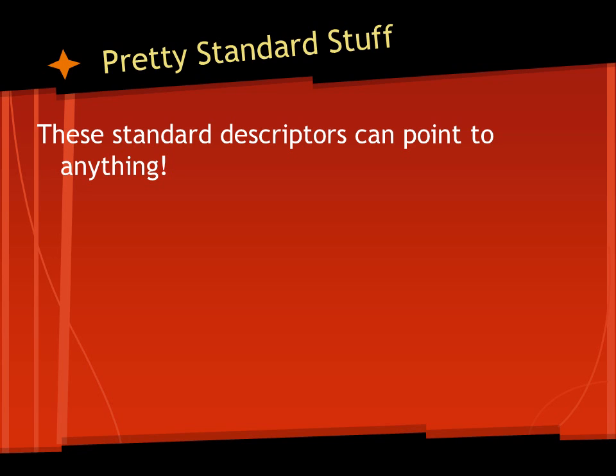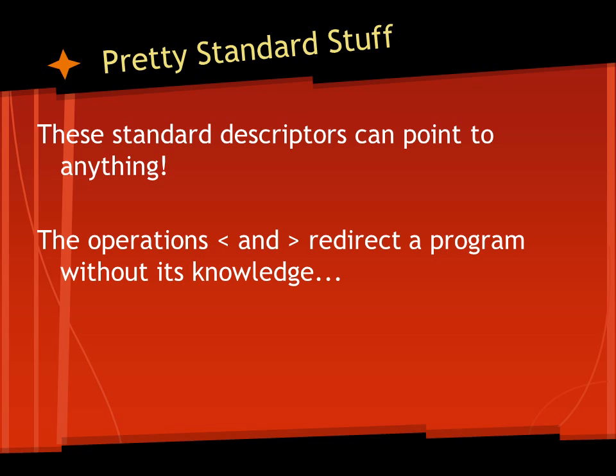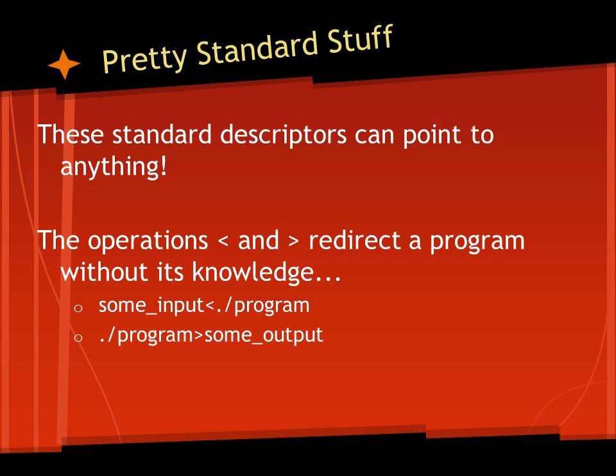Of course, these standard descriptors don't have to point to the same thing all the time. By changing the entry in the file descriptor table, we can redirect the standard input, output, and error without the process ever having to know about it. From the shell, this can be done using the greater and less than signs. Within the process, this can be done by closing the appropriate file and immediately reopening whichever one you want in its place.